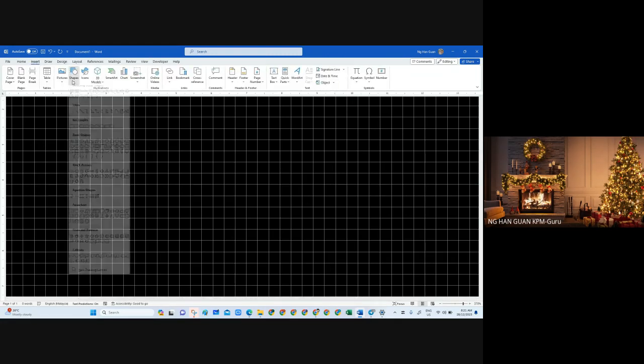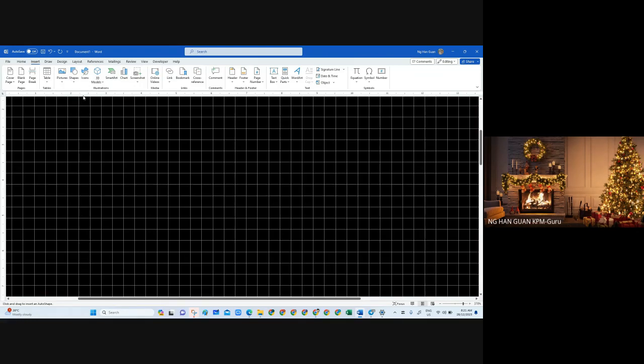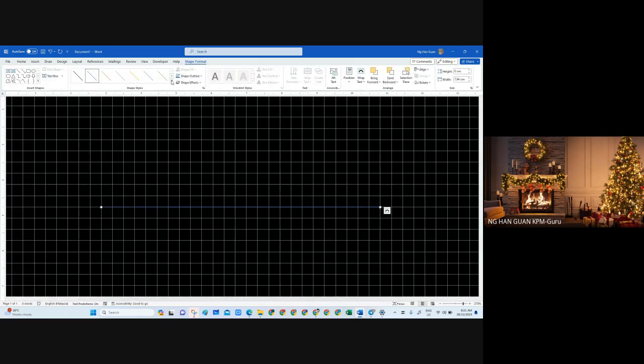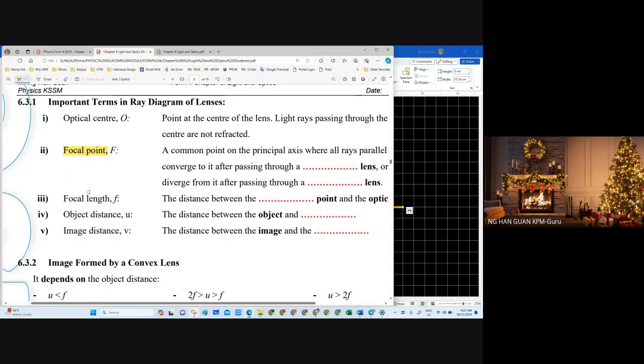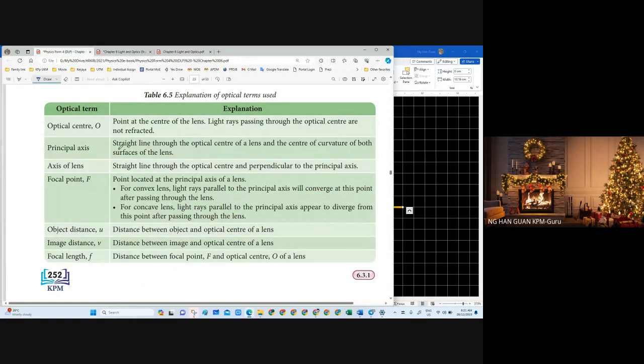The most important thing to draw in this diagram, the first one, is that we must have a principal axis. This principal axis is really important. You can say the most important is the principal axis, because everything will refer to it. What is meant by the principal axis in the textbook? It's a straight line through the optical center of the lens, through the centers of curvature of both surfaces of the lens. It divides our lens into two equal halves, so it passes through the optical center.